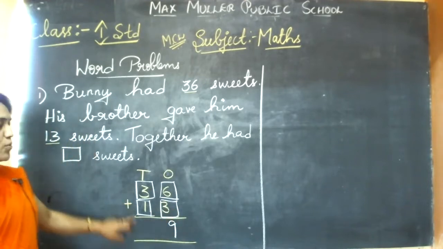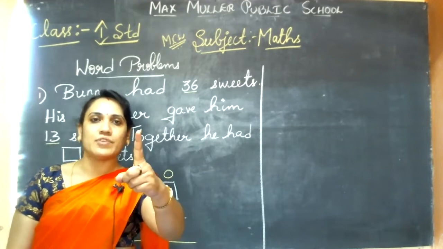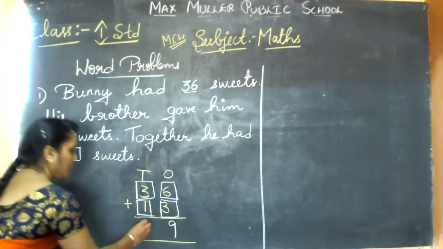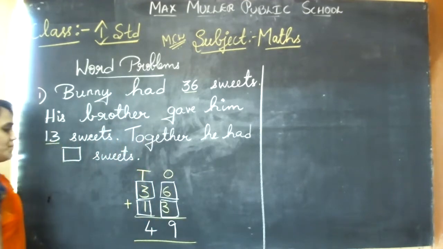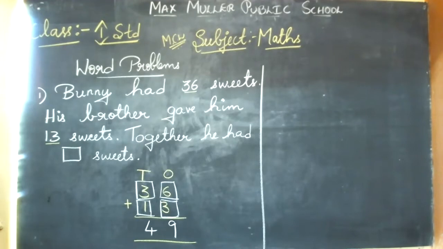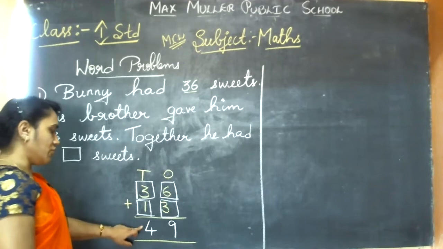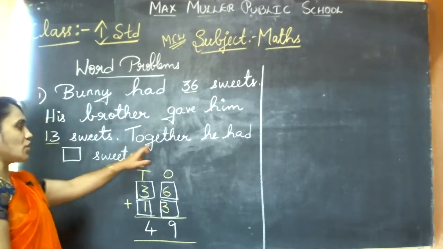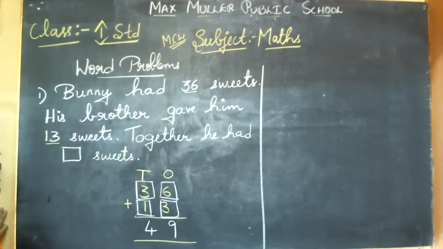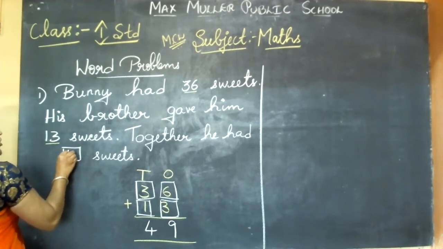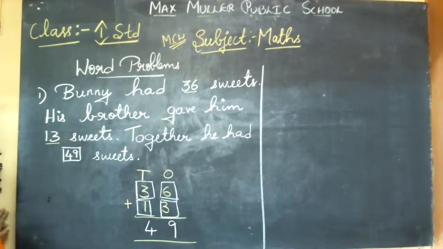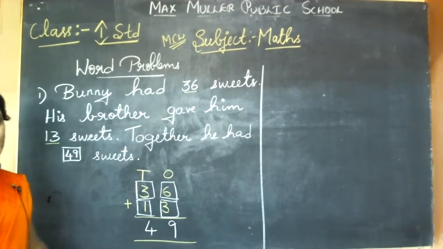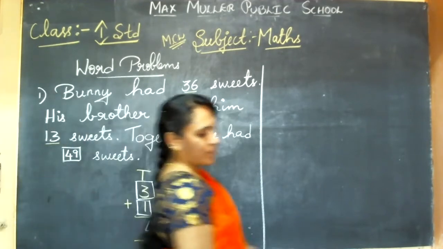3 in the mind, 1 in the finger. After 3, 4. Okay? After 3, 4. Total how many sweets is he having now? Together he had dash sweets. How many sweets? 49 sweets. Write in the box here. Together he had 49 sweets. Understand how to do? Yes.